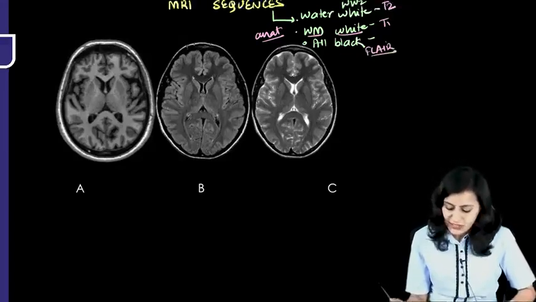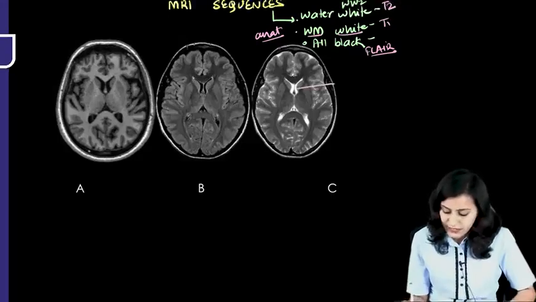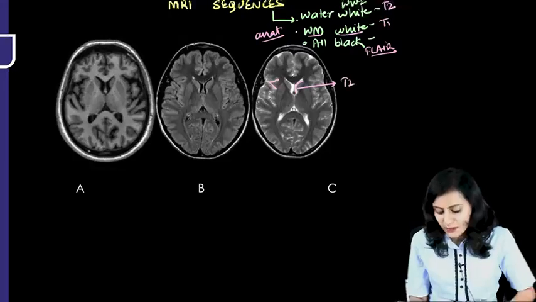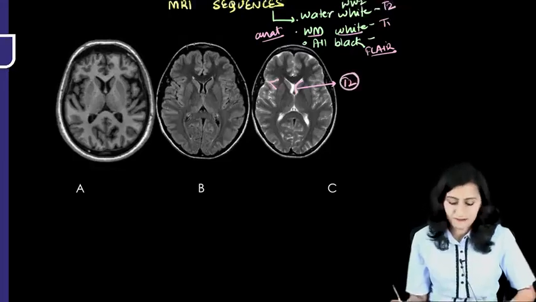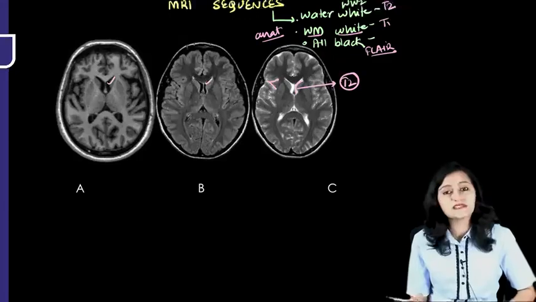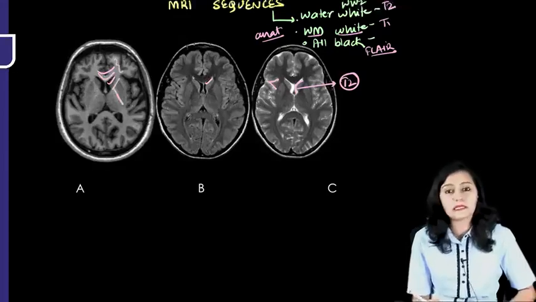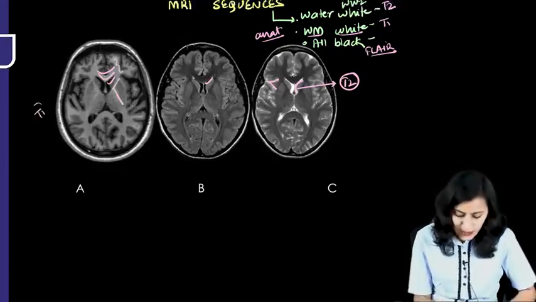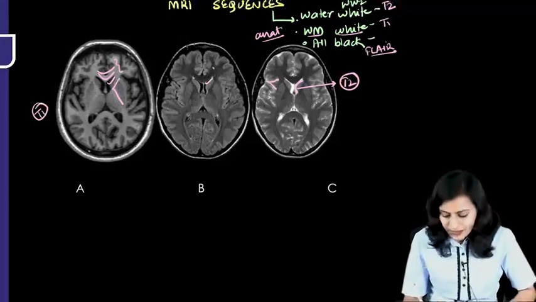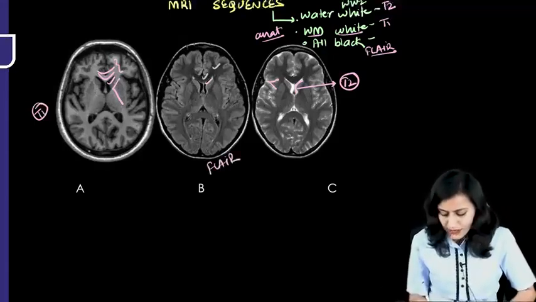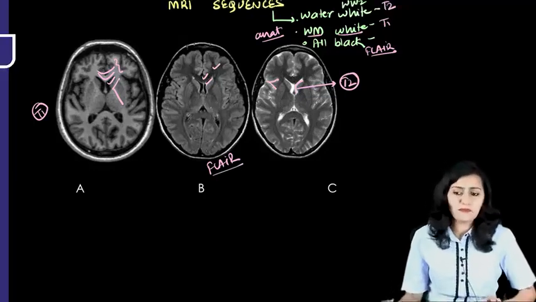So look at these images. In which of these do we have the white water? The image C, where you see the ventricle and the CSF in the sulcal spaces appearing white. So this is a T2 weighted MRI. Here the water is black. White matter is white. Look at the corpus callosum, the internal capsule, the subcortical white matter. White matter is white, so this one is T1 weighted MRI. Here the white matter is also black, the water is also black, all black, so this is going to be FLAIR MRI. So important, these are the basic sequences that we should be knowing.